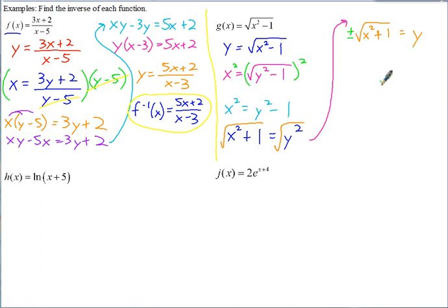And this is where we run into a problem here. This is the inverse of this function, right? But it's not a function. It's the inverse, but it's not a function. The reason why is because of that plus or minus sign. For instance, if you plug in one x value, let's say you plug in 0, you just get the square root of 1, but you get positive 1 and negative 1.